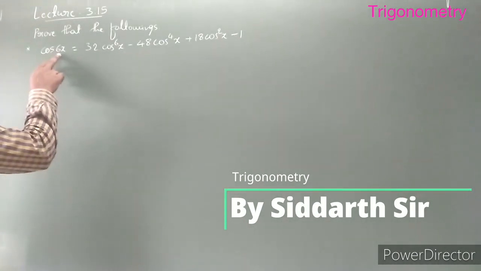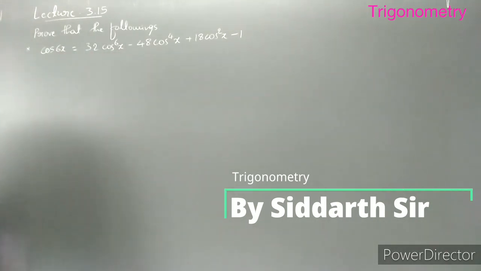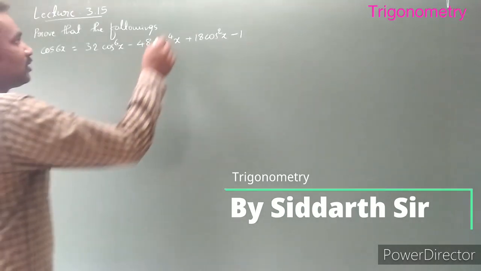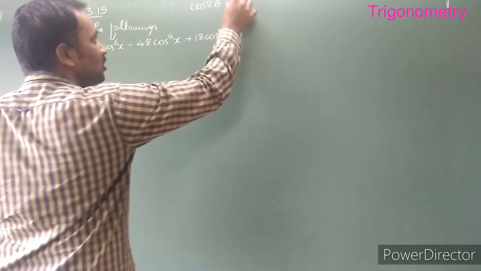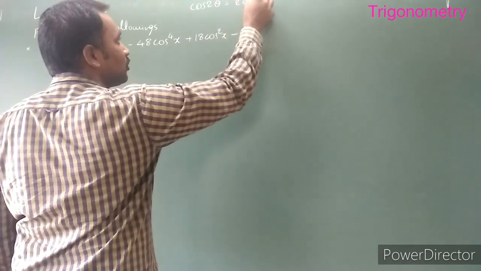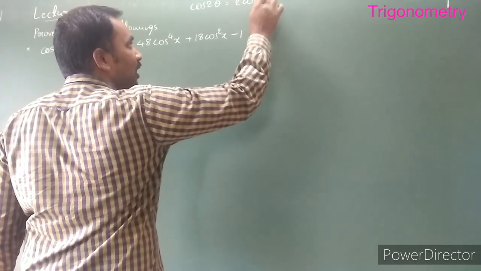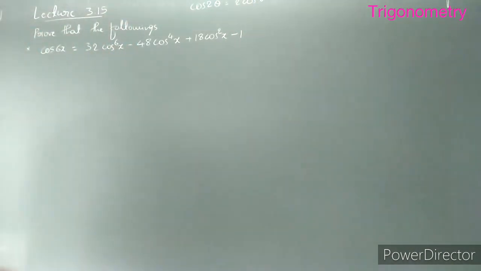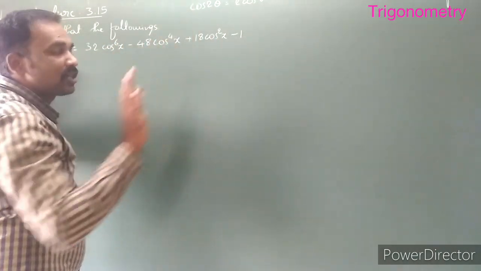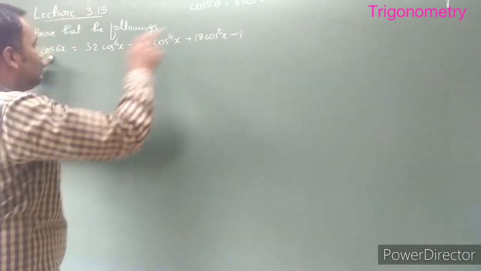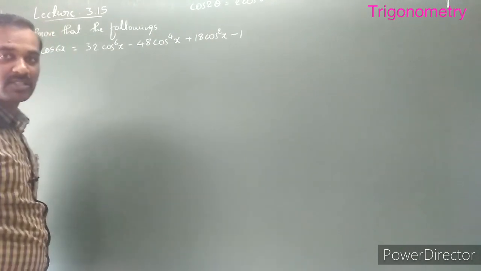Observe that on the left hand side the angle is 6x, while on the right hand side the angle is only x. We know the formula for cos 2 theta. What is cos 2 theta? Cos 2 theta is equal to 2 cos^2 theta minus 1. Apart from that, cos 2 theta has four forms in total. Out of these forms, the right hand side is only in terms of cos, so we use the form only in terms of cos.